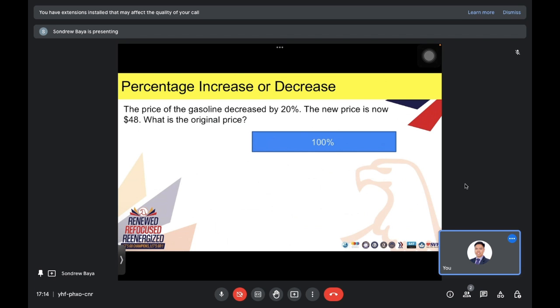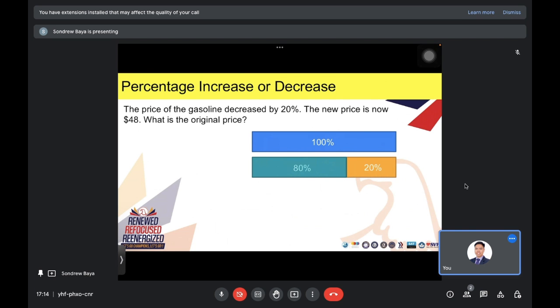However, we do know that there was a 20% decrease and you are only paying 80%, because 20% of the price has been decreased. That means out of 100, you're not paying the 20%. You're only paying the 80%. Based on the problem, what do you think is 80% of the original? Read the problem and try to analyze. Do you know how much is 80% of the original?